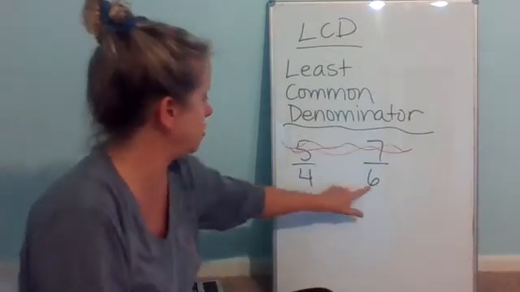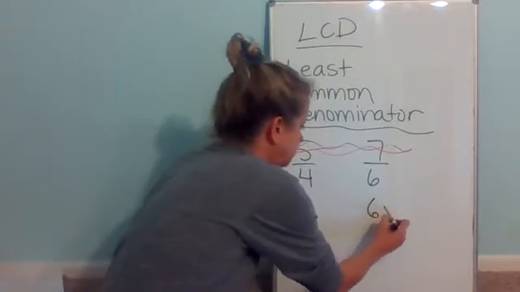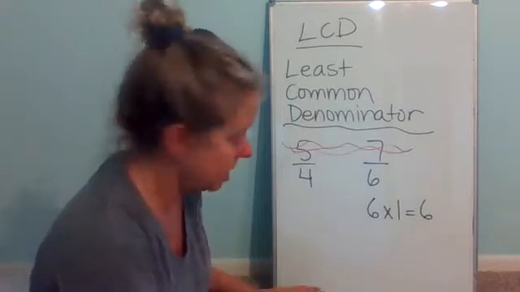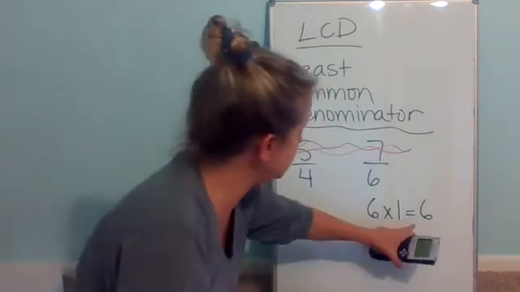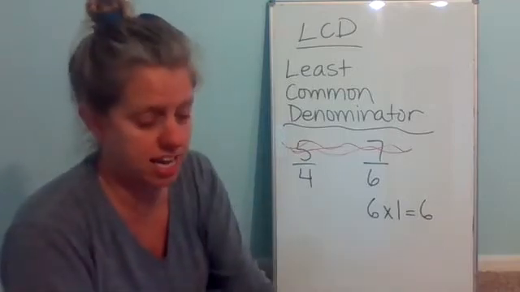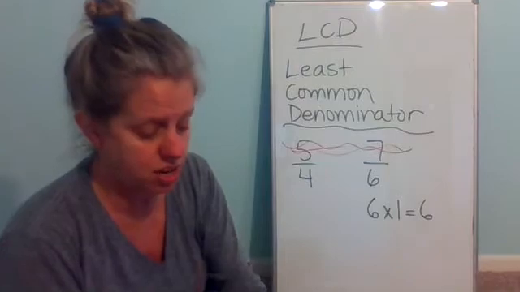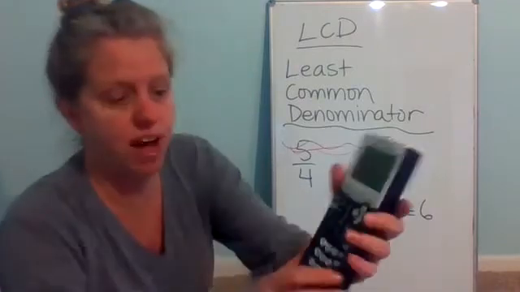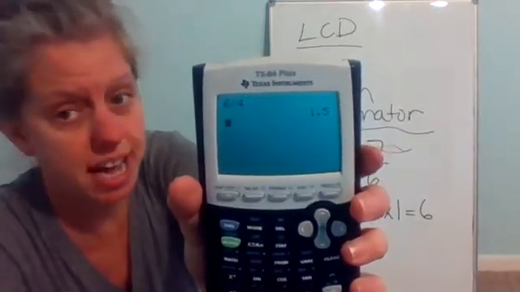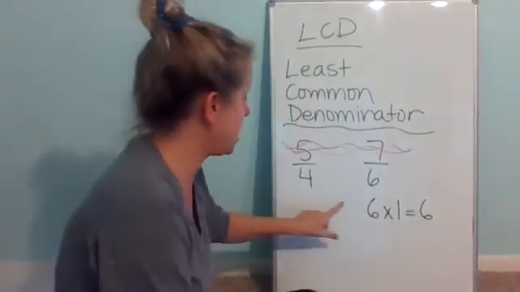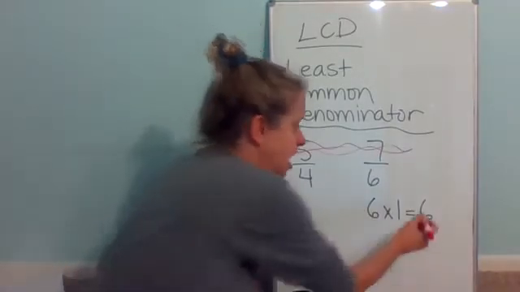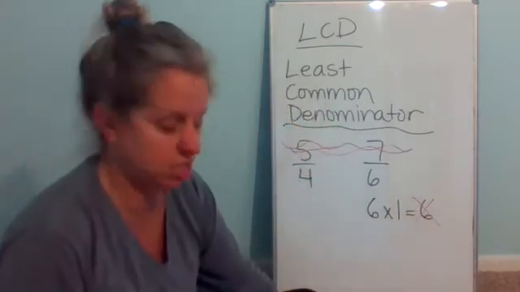So let's go again to the biggest number, which is 6, and do 6 times 1, which is 6. Let's see, does 6 divide evenly by 4, which means does 4 go into 6? So in your calculator, do 6 divided by 4. If you get a decimal, that just means it doesn't divide into 6. It doesn't go into 6. So that is not going to be a number that 6 and 4 go into.